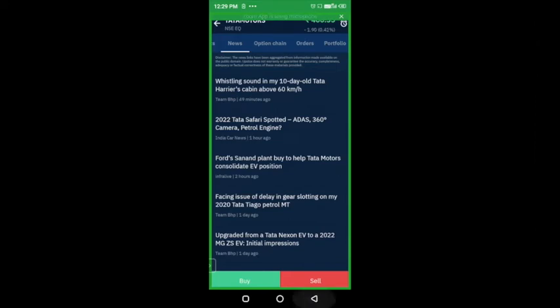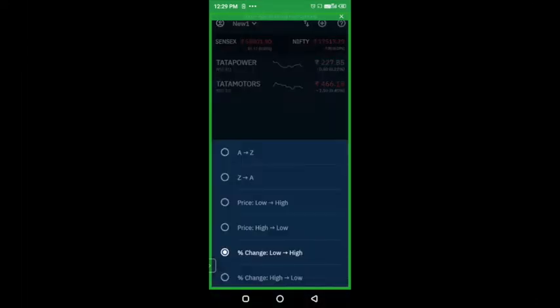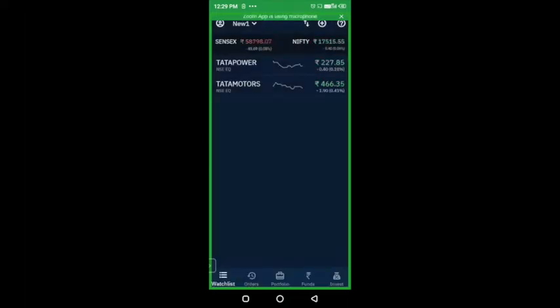The next one is selling. I will give a demo. Everything I will give a demo, guys, so that it will be easy. That's all I think. Here you have an up and down arrow. You can use that to sort the stocks in order. For example, percentage change high to low, it will change. Percentage change low to high, it will change. The stocks will be sorted in ascending or descending order depending upon the changes in the share price. That's it.